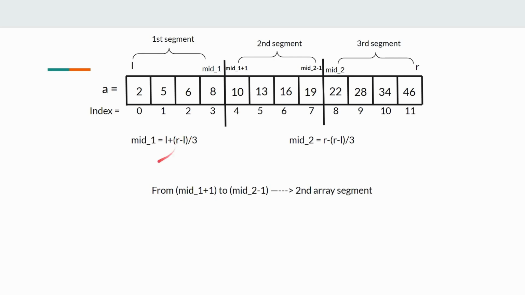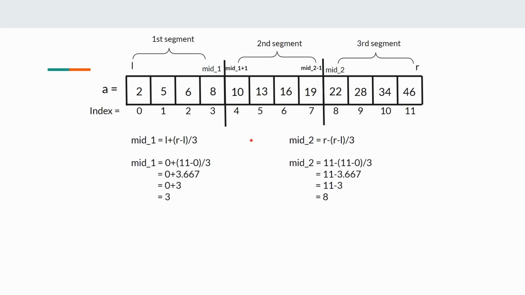Then, okay, let's find out the mid 1 and mid 2 for this specific array. One more thing here: when we're doing this division, R minus L divided by 3, this is a floor division. So as we can see here, 11 minus 0 divided by 3 is 3.667, and we are taking the floor of it, 3. So 0 plus 3 becomes 3. Our mid 1 is index 3.